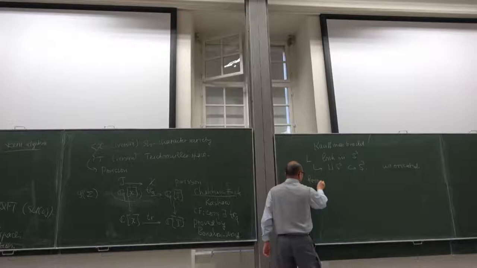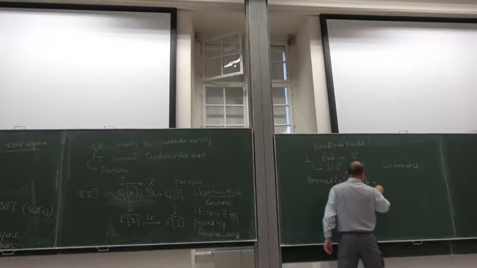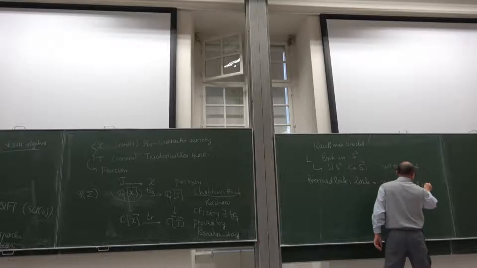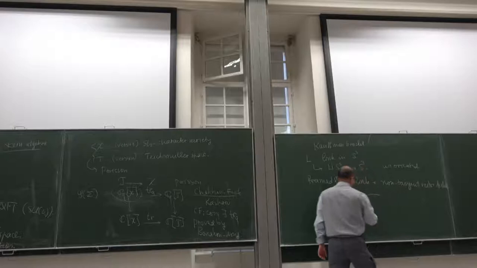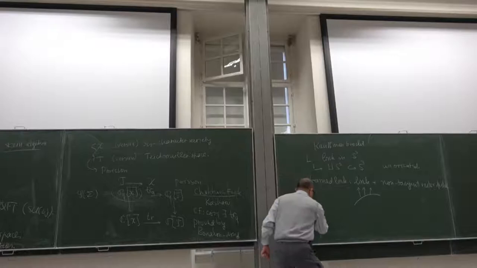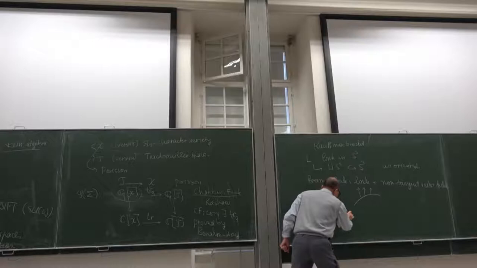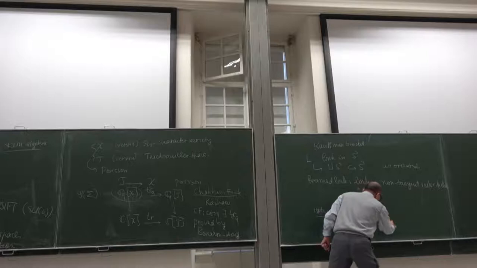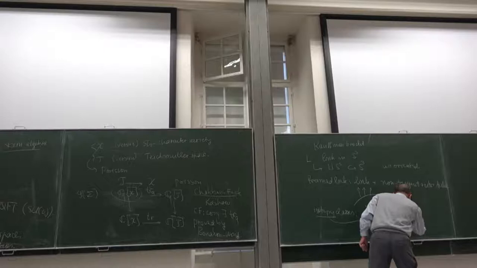Okay, and then a framed link is just a link together with a non-tangent vector field. Along the link, you have some vector field which is not tangent anywhere. So in particular, it's not zero at any point. Certainly you consider isotopy as usual. You consider isotopy classes, where the isotopy is also in the class of framed links, as usual.